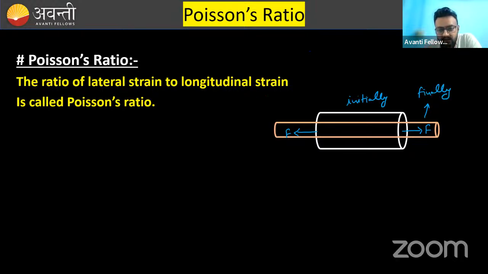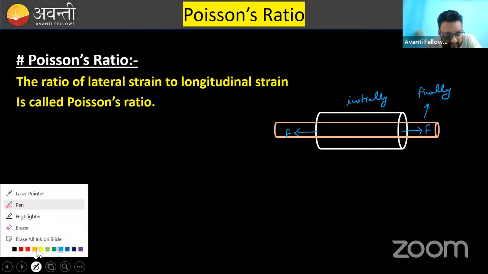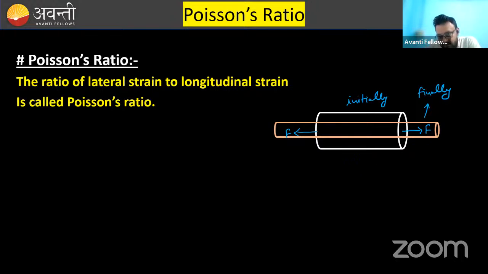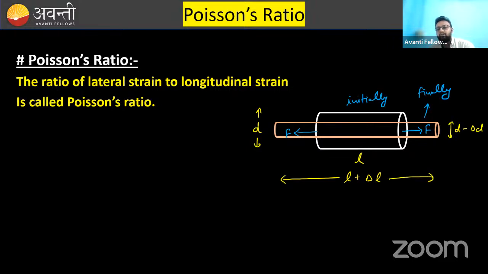So, what I'm saying, let's suppose few things here. Let's suppose its original length was L, and new length becomes L plus delta L. That means length is increased by an amount delta L. And in the lateral direction, let its original width be D. And after stretching, it decreases by delta D. So it will become D minus delta D. Are you getting my point?